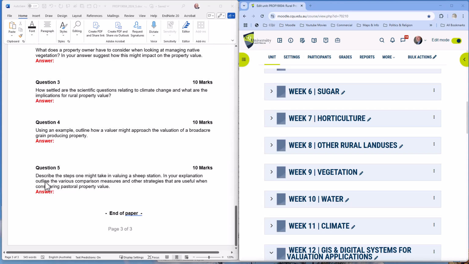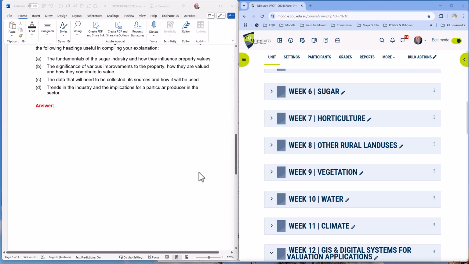Last one, looking at another land use, sheep station. Okay, again, similar format generally. Tell us all you know for a 10-mark question.